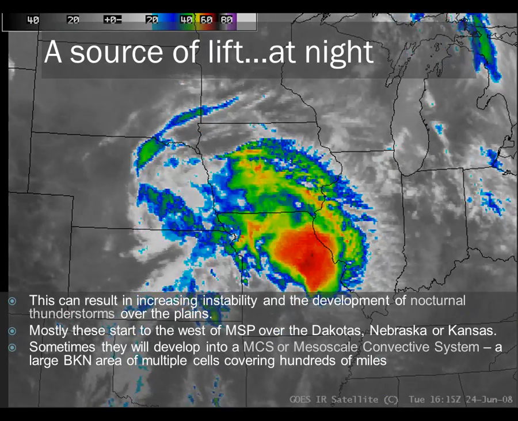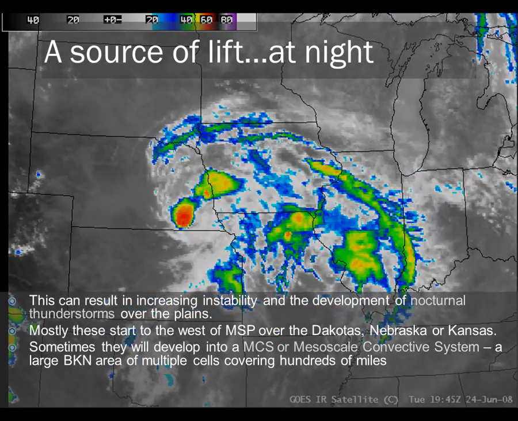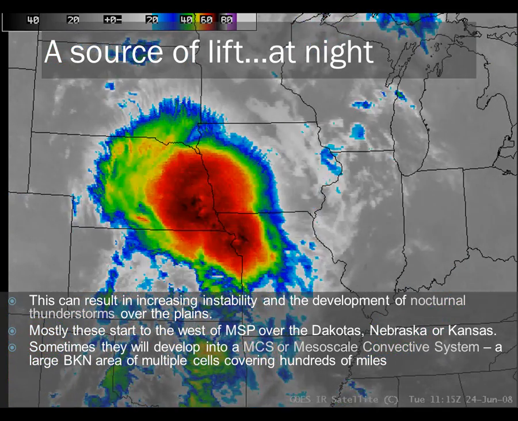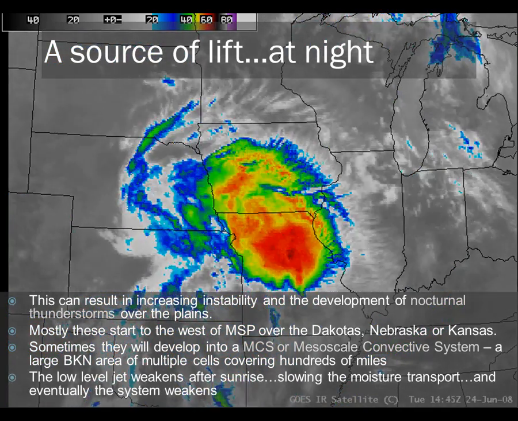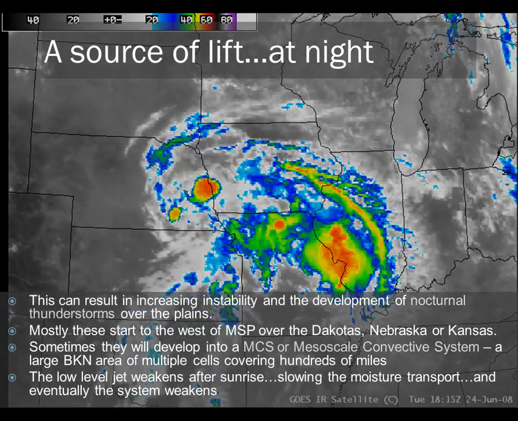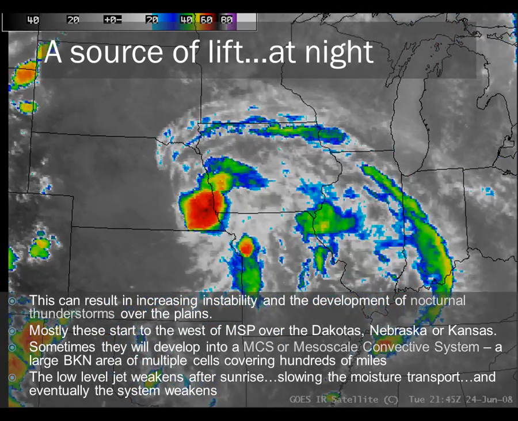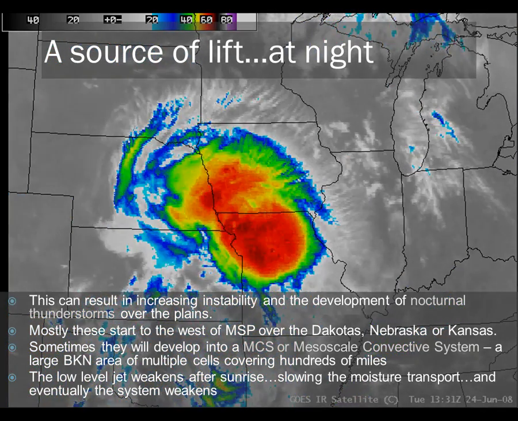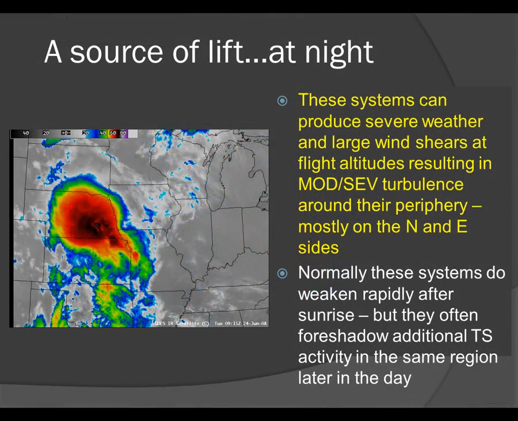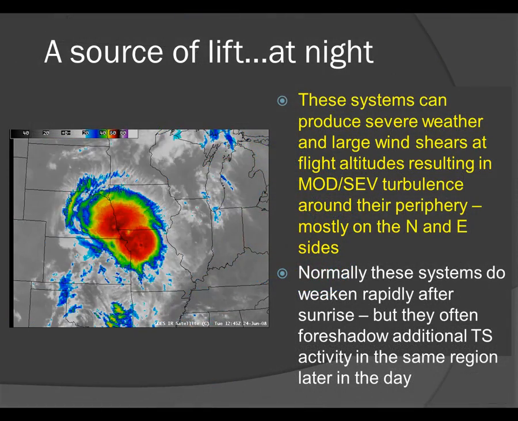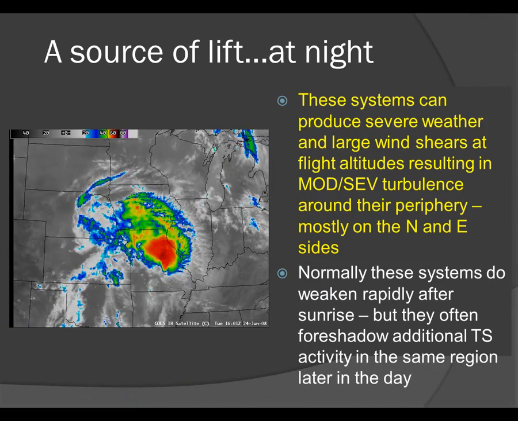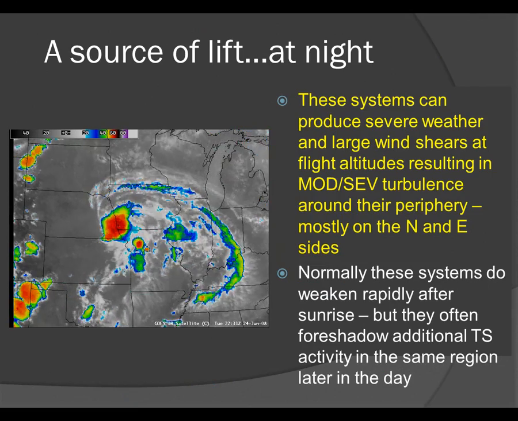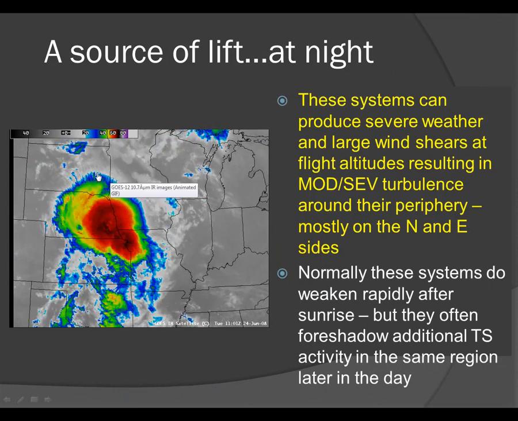Sometimes they will develop into an MCS, or mesoscale convective system, which is a large broken area of multiple cells covering hundreds of miles. The low-level jet that produces the thunderstorm actually weakens after sunrise, slowing the moisture transport, and eventually the system weakens. But in the meantime, these systems can produce severe weather and large wind shears at flight altitudes, resulting in moderate to severe turbulence around their periphery, mostly on the north or east sides.